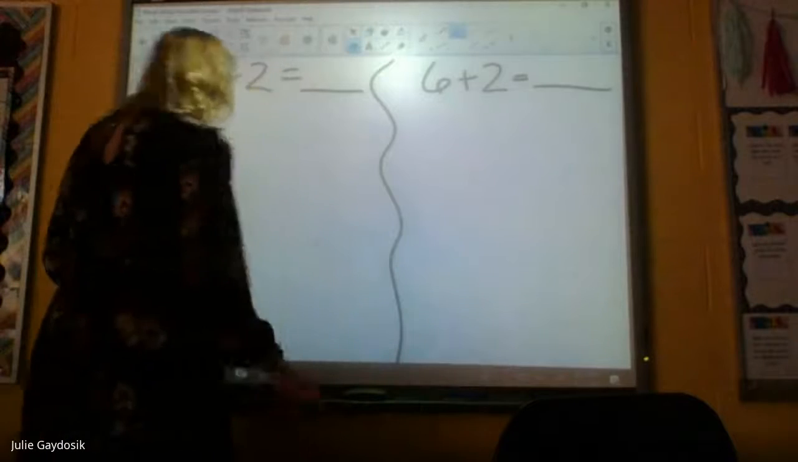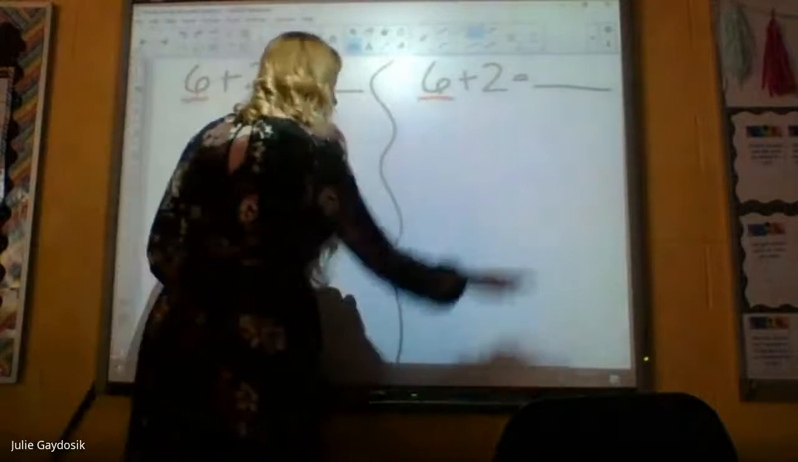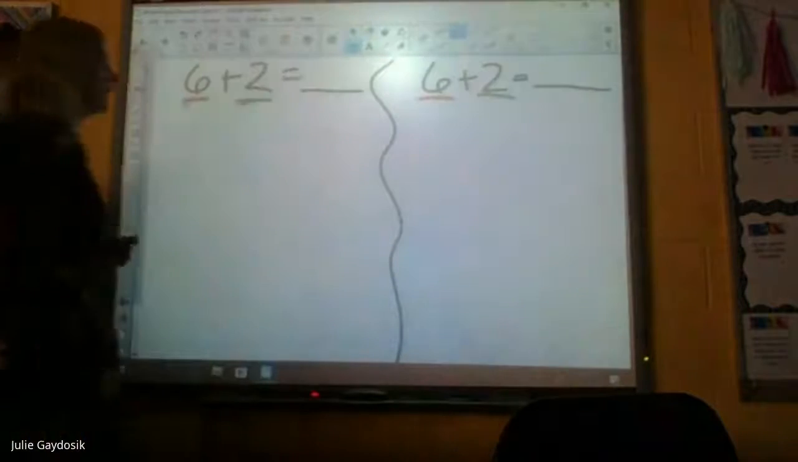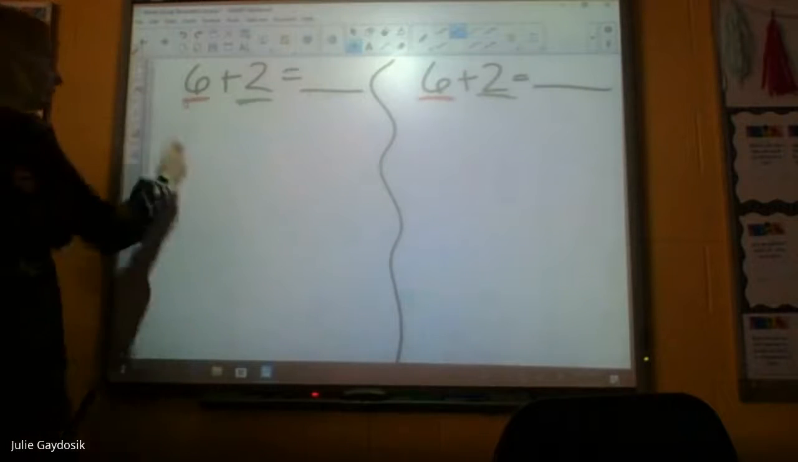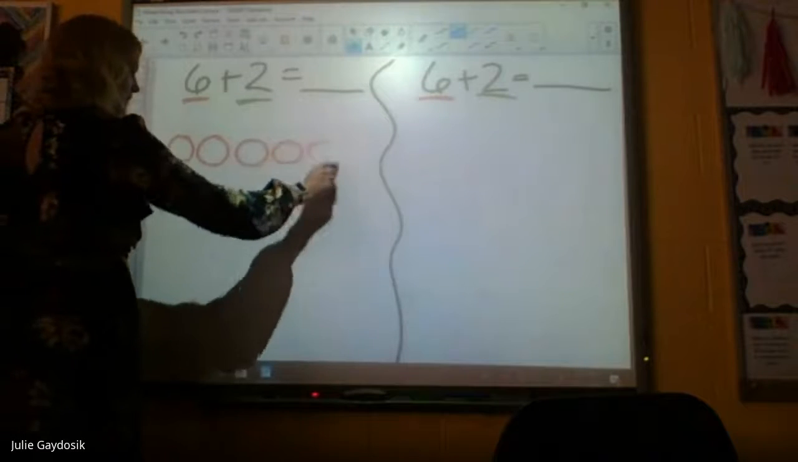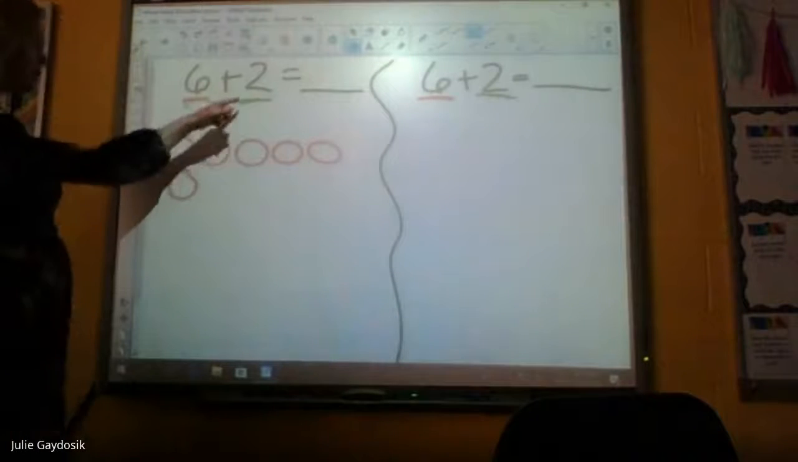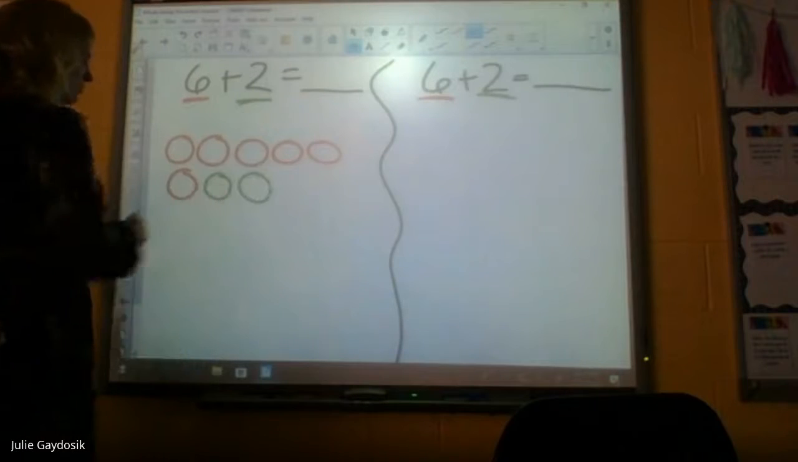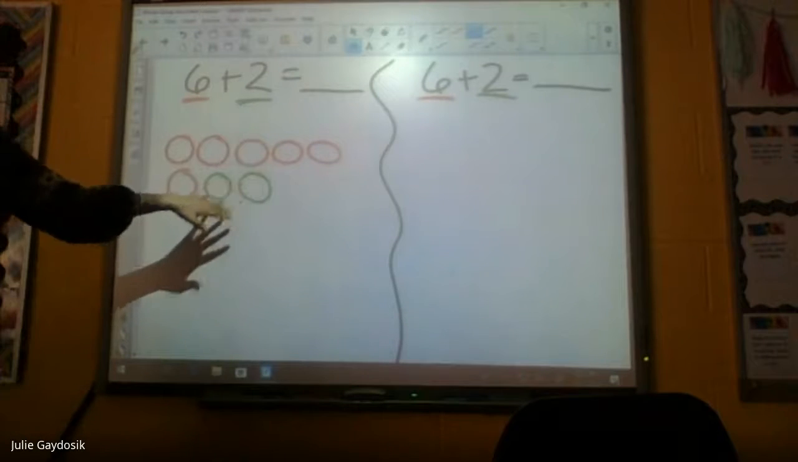Alrighty, so I'm going to draw this picture right here. It says that I have 6 of something, so I'm going to do 6 circles. 1, 2, 3, 4, 5, 6. Then to these 6 circles, I'm going to add 2 more circles. 1, 2. Okay, I'm going to table that for just a second.